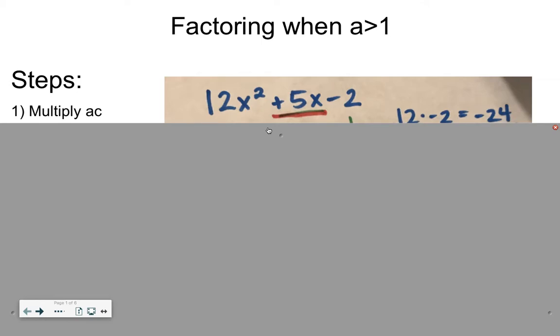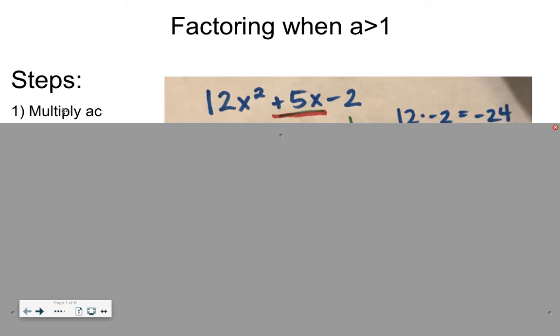You should have a paper in front of you with these directions or steps on it so you can follow along as you go. I would encourage you to stop the video to make sure you have time to write down the steps. So we're going to look at the first problem, 12x squared plus 5x minus 2.